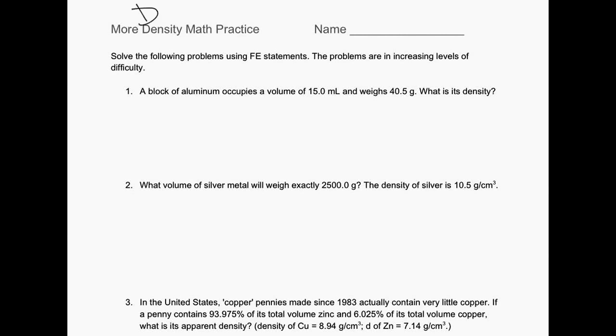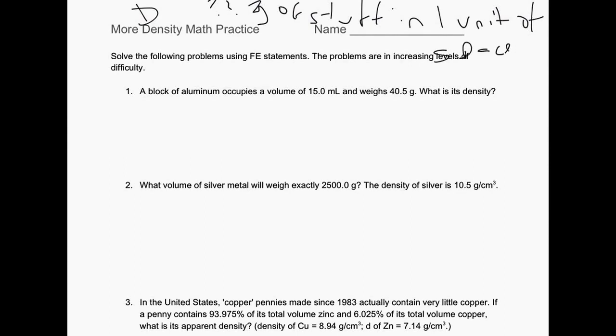Density is the amount of stuff. So it's the number of grams in 1 unit of space. Okay? So when it asks for a density, we already know this unit. We're not sure of this one.